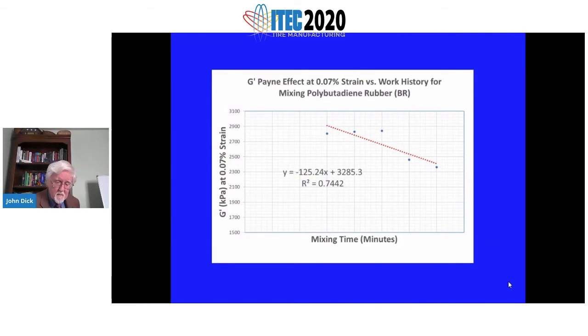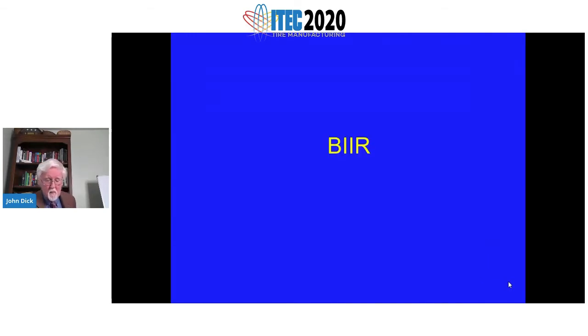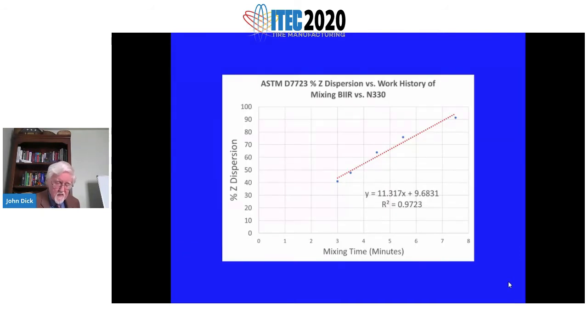Okay, on the next slide, we're talking about bromobutyl. Bromobutyl is polar enough to give you pretty good results in this study. On the next slide, you'll see that the percent Z dispersion for the bromobutyl is very good. Well, we got a 97% prediction for the R square, which is very good.